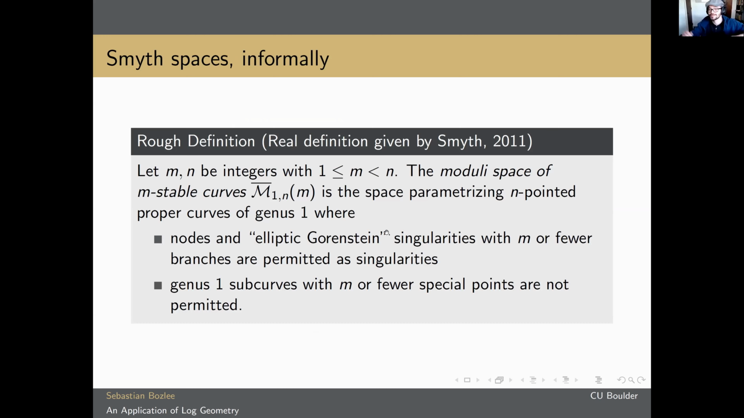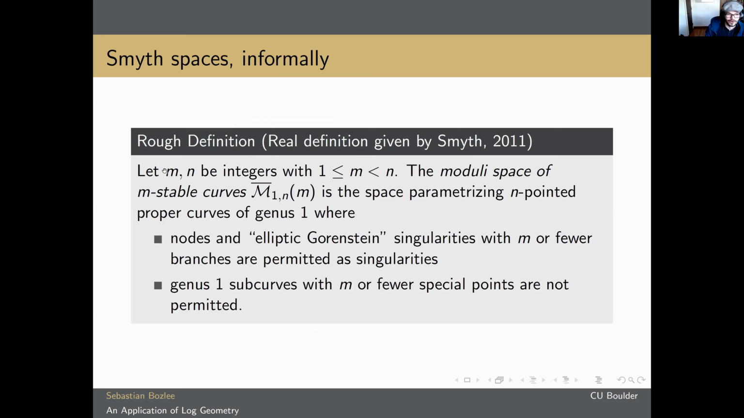And then you can go further. So you could get more and more inclusive in terms of the kinds of singularities you allow, and more restrictive in terms of the number of points that you need to have on elliptic subcurves. So when you do this, you end up with the moduli spaces of m-stable curves. These were defined by David Smyth in 2011.